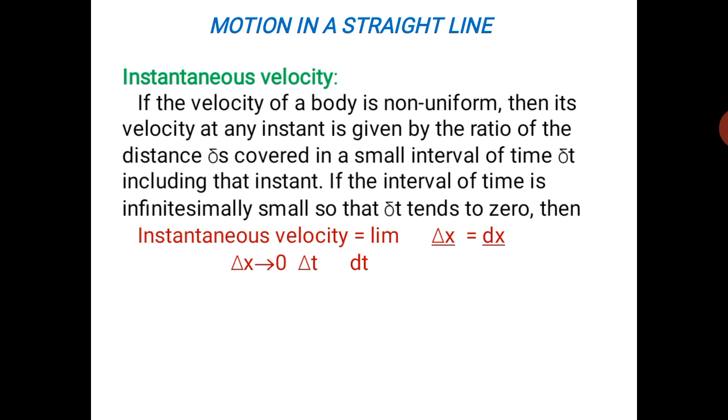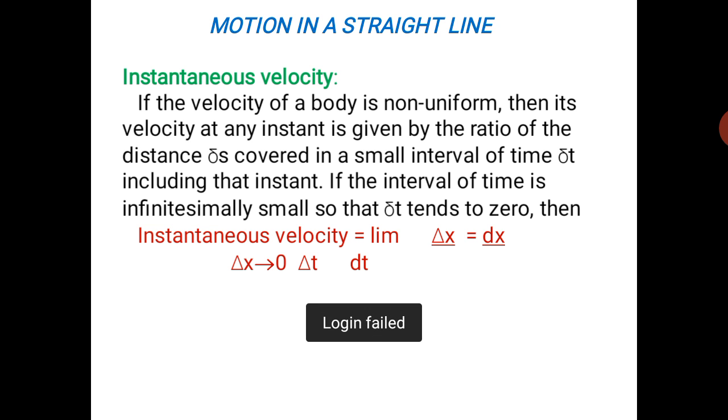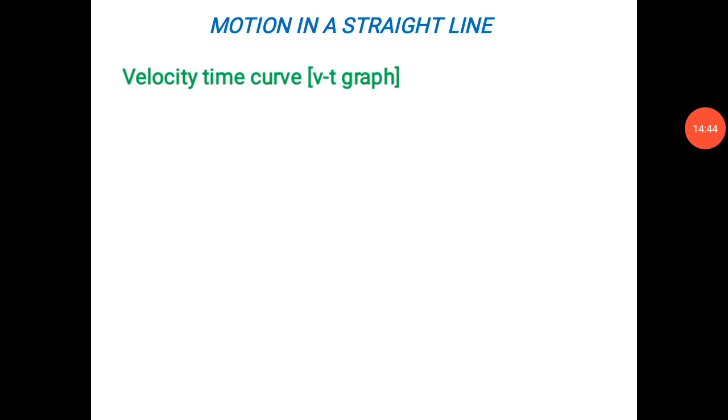So this instantaneous velocity is given by the limit as delta t tends to 0 of delta x by delta t, and delta x by delta t gives dx by dt, dx divided by dt. Okay, so this is about velocity: average velocity, instantaneous velocity, and average speed.